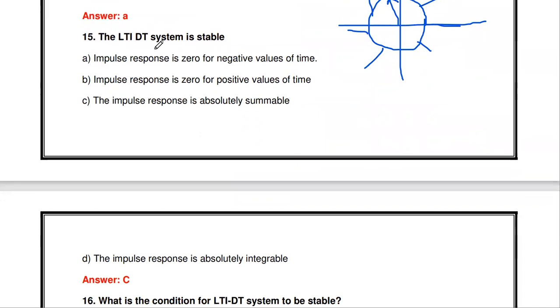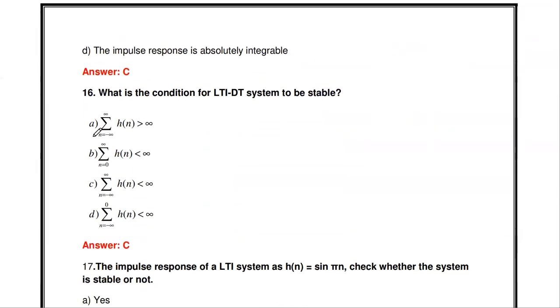Then the next one: the LTI DT system is stable if the four conditions are given. In order to check whether the system is stable or not, what is the condition for an LTI DT system to be stable? Summation n equal to minus infinity to infinity of h of n greater than infinity; n equal to 0 to infinity of h of n less than infinity; summation n equal to minus infinity to infinity of the absolute value of h of n less than infinity. This is the correct answer. That is, if the impulse response is absolutely summable, the system is said to be stable. This is the condition for stability for a discrete time system.